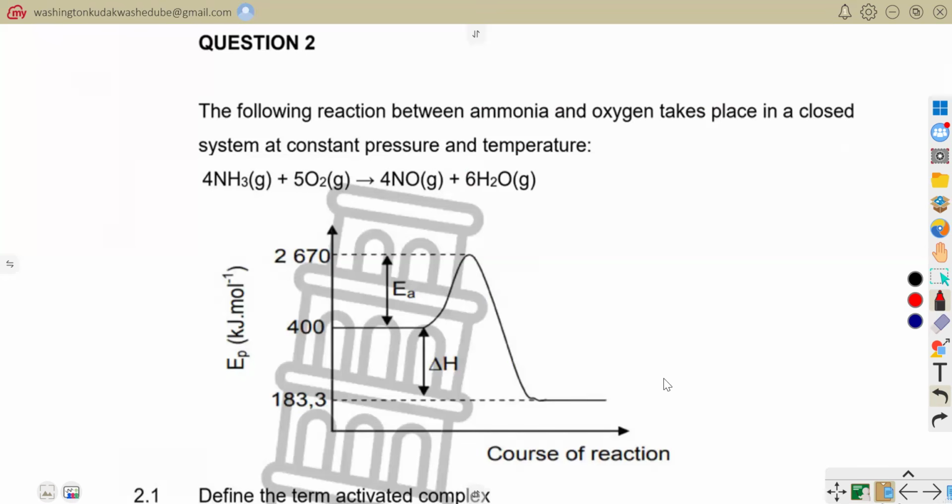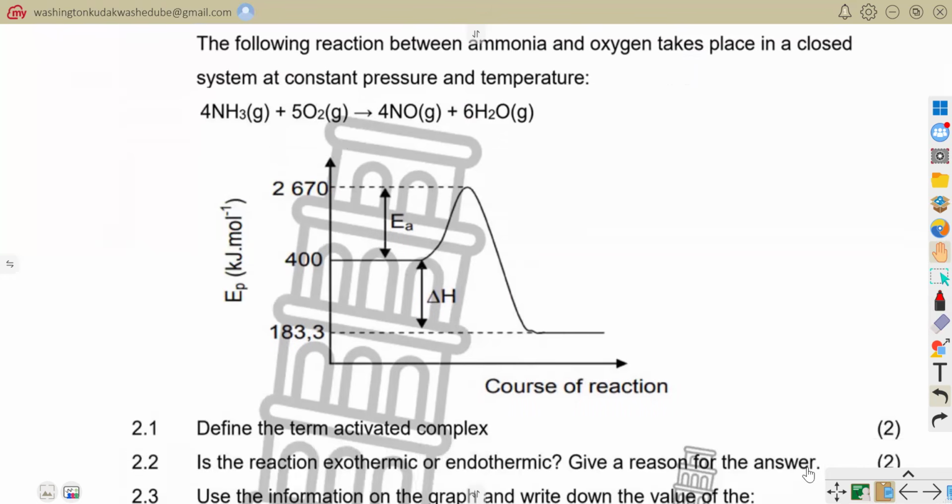Now, question number 2, we are given that the following reaction between ammonia and oxygen takes place in a closed system at constant temperature and pressure. And then we get to know the course of the reaction to be like this. Let me just take it upwards so that we can see our questions.